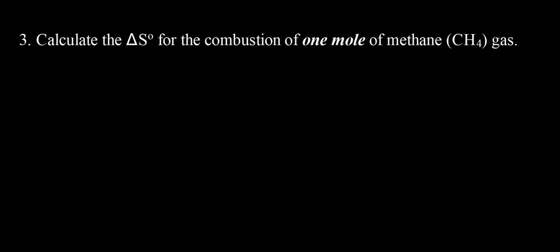So in the last lesson, I had you calculate the delta H, heat of combustion, for the combustion of 1 mole of methane gas. This time I want you to calculate the change in entropy, delta S, for the combustion of 1 mole of methane. So go ahead and start off with the balanced equation for the reaction. Go to the back of the book, find the absolute entropies of each of the substances involved in the reaction. Apply products minus reactants, and you should get your answer.